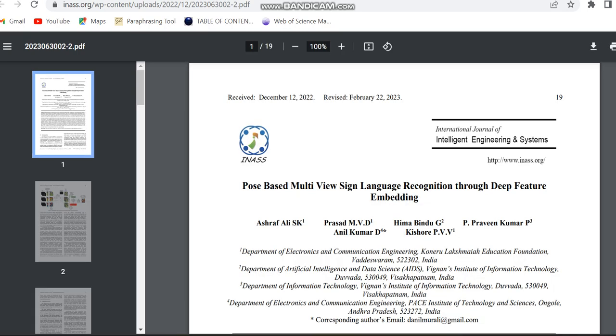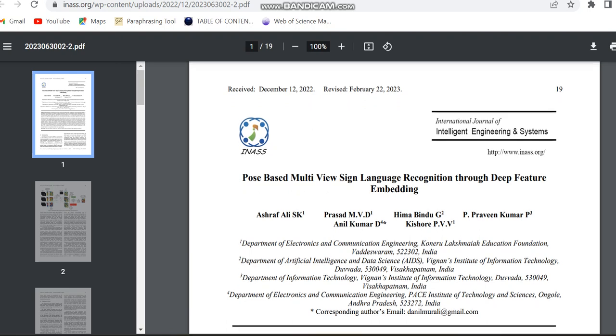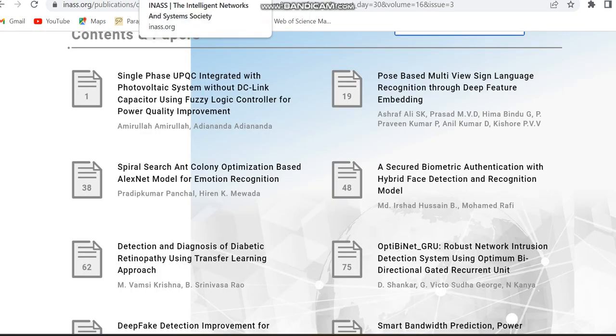The first decision will take less time. Received is December 12 and then revised, so within 2 months the revision is done, but the first decision, whether it will be accepted or not, will mostly take 5 to 10 days. So these are the details regarding this less paid Scopus indexed journal. I am just sharing the overview of this journal.